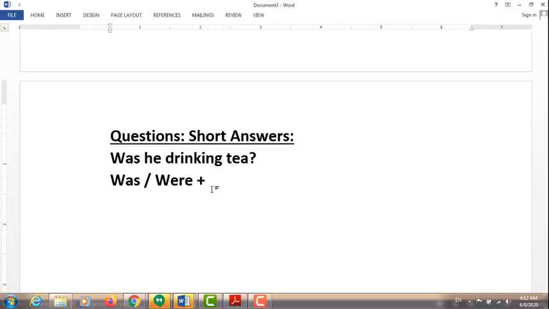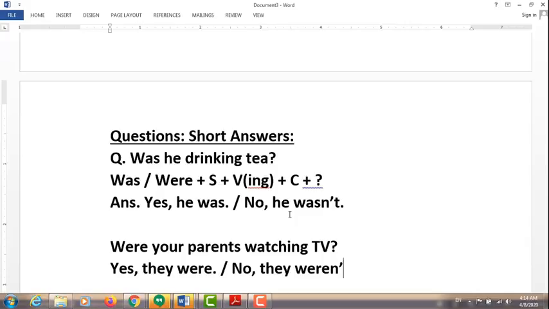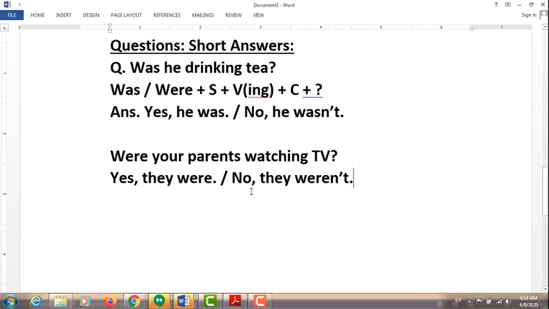Of the sentence, and then you have subject, and then you have verb plus ing, sorry, for the verb, and then plus complement, and then you have question mark. And in answer, what do you say? Yes, was. No, they weren't. Okay, so see the structure: were or was. Subject, the parents, is plural, you see, parents.